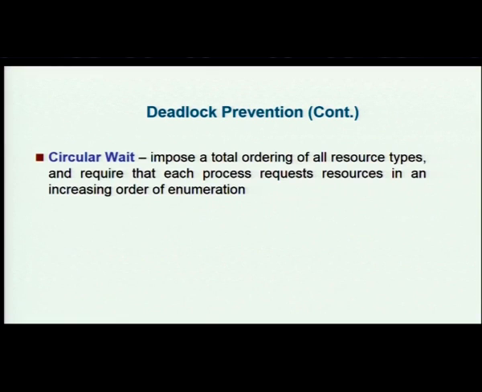Impose a total ordering of all resource types and require that each process requests resources in an increasing order of enumeration. How do we prevent one from waiting for the other? If the order of enumeration is higher, give it the priority. Low priority things will automatically go. A circular wait can be avoided.